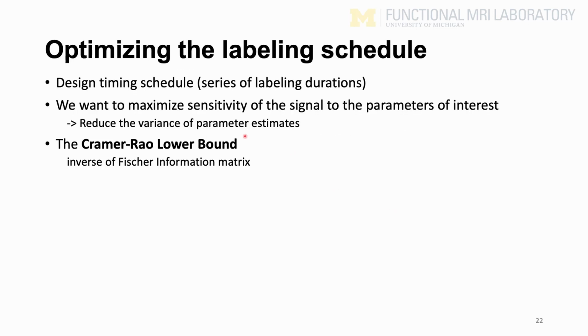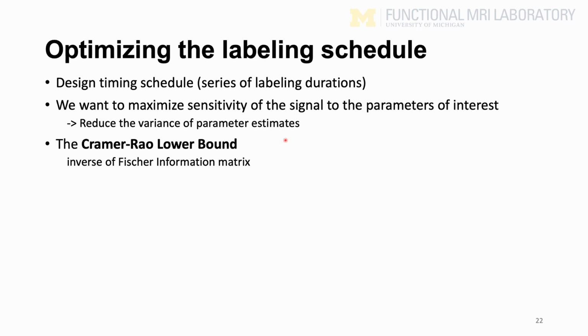Okay, so let's talk a little bit about the optimization first. Our goal is to design a timing schedule, essentially a series of labeling durations for our time series. And we want to maximize the sensitivity of the signal to the parameters of interest. So changes in blood flow, for example, will give us a very, very big change in the signature.